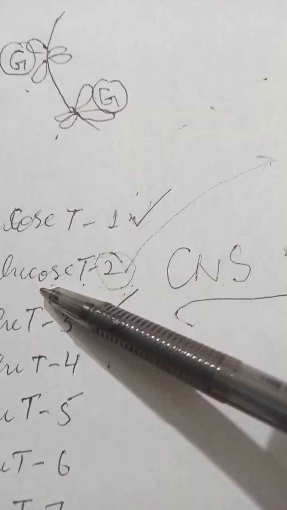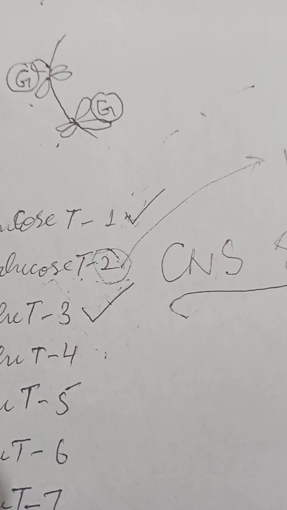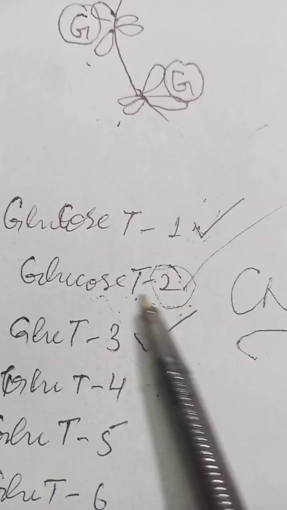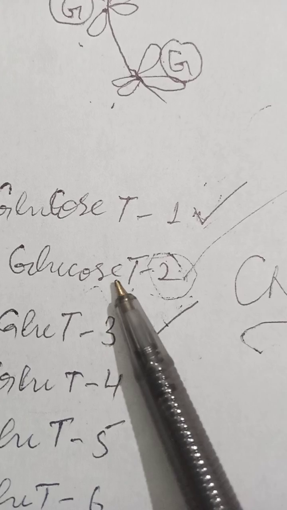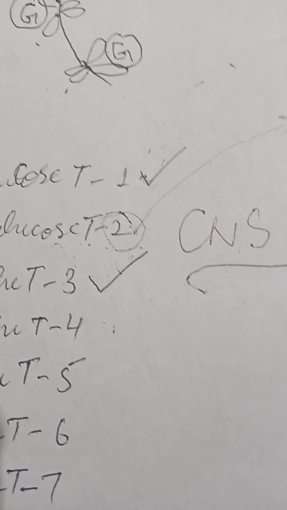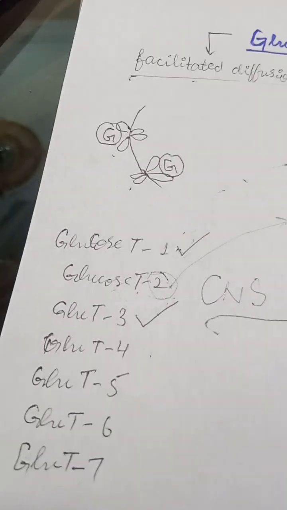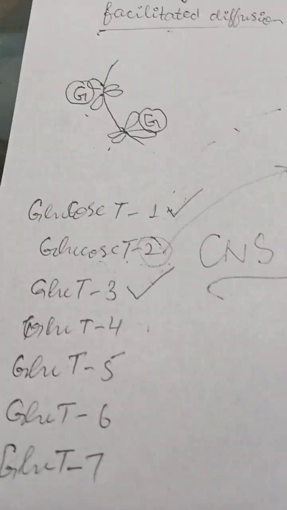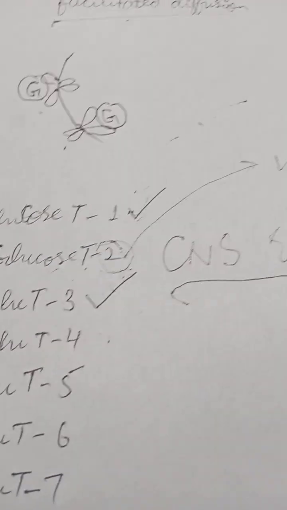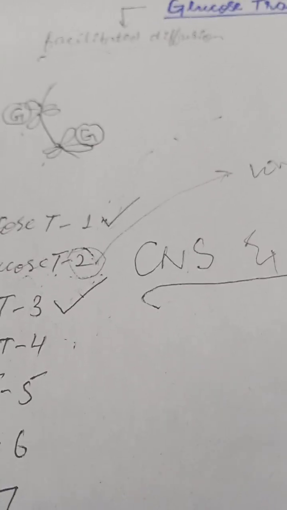And very important, glucose transporter type 2 is also present in the pancreas. Why does the pancreas need it? This is the specialty of glucose transporter 2. The concept behind it is that glucose concentration is normally more in the extracellular space than inside the cell.